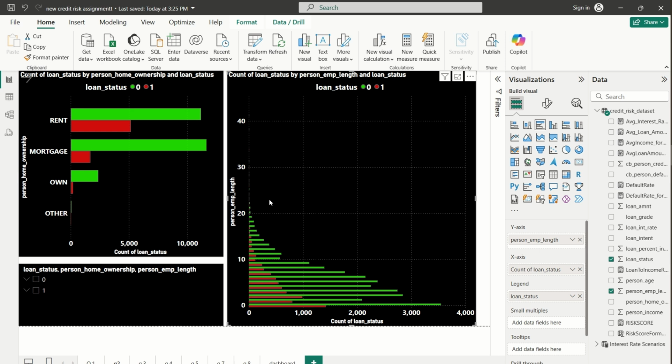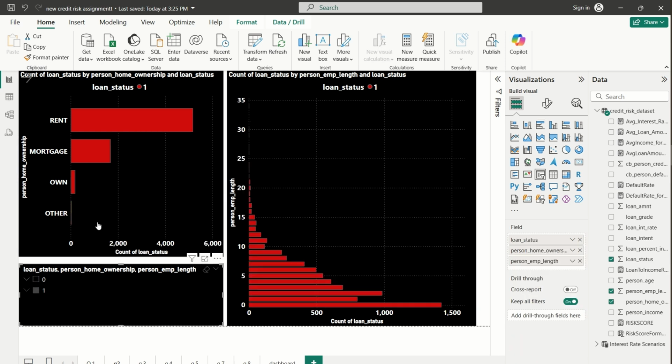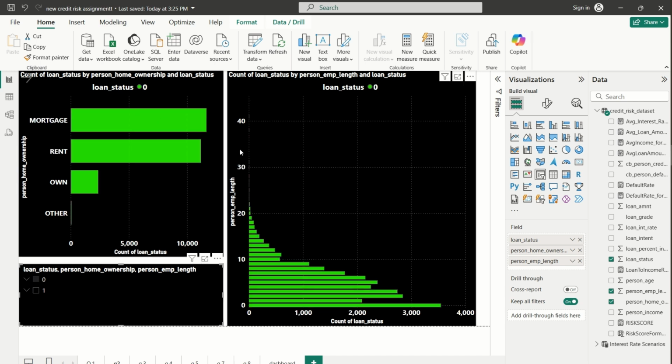If we want to see only defaulted ones, so in slicer I will set it to 1. So it will only show data for defaulters. As you can see, both charts get updated. Also it will show data for non-defaulters. You can see green color means non-defaulter for both the charts.